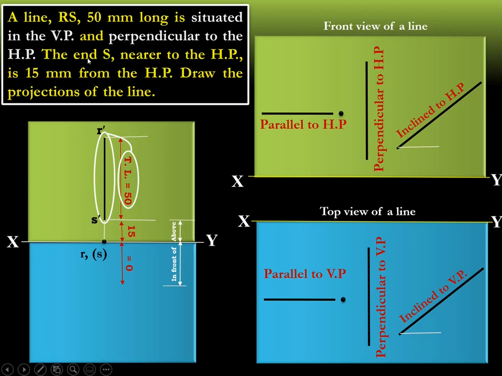It is also given that one end of the line, capital S, is 15 mm from the horizontal plane. So we need to ensure that the distance between the XY line and the end point S is 15 mm.